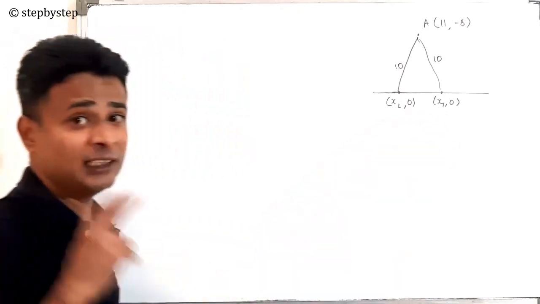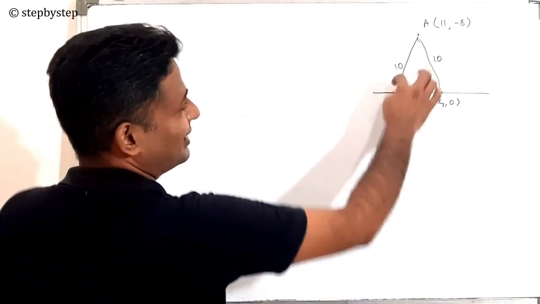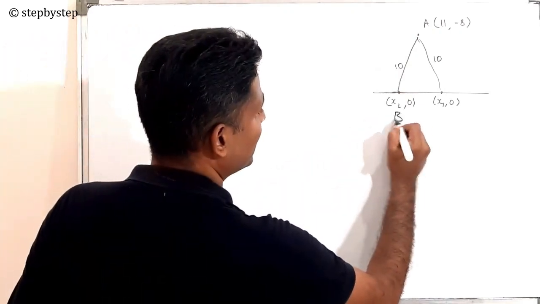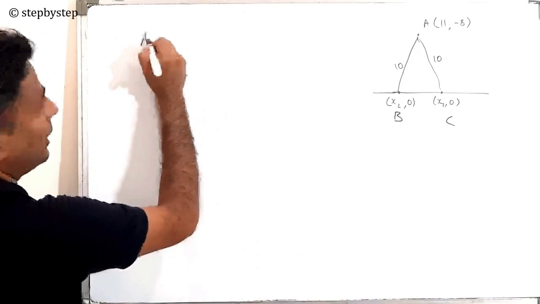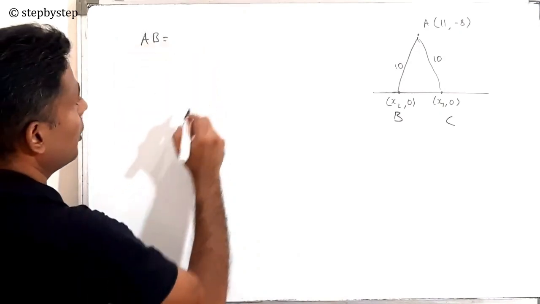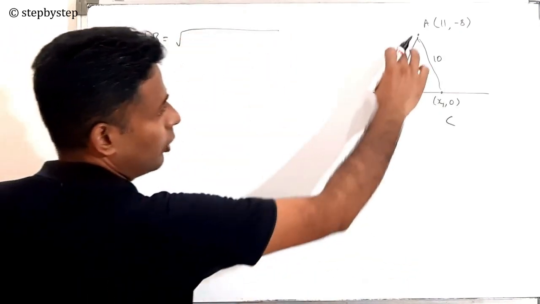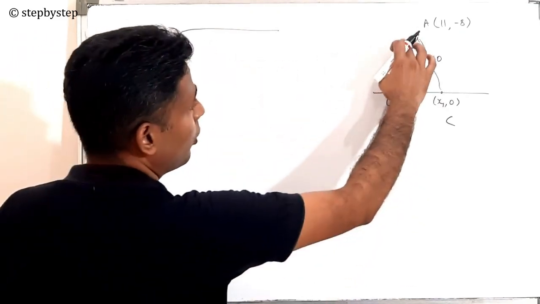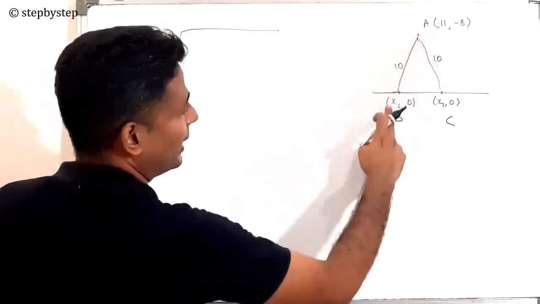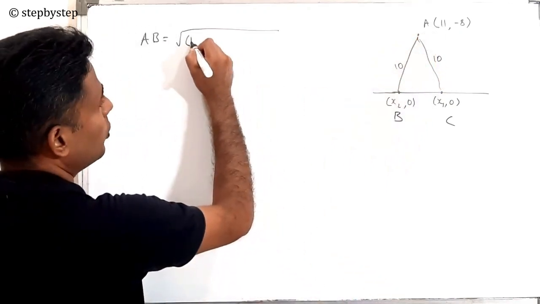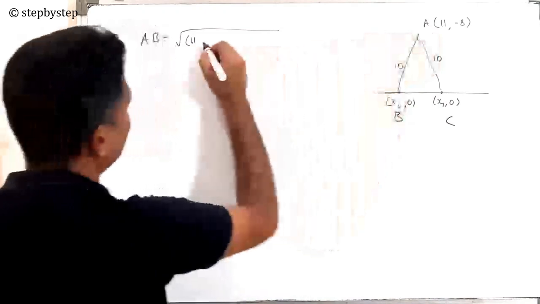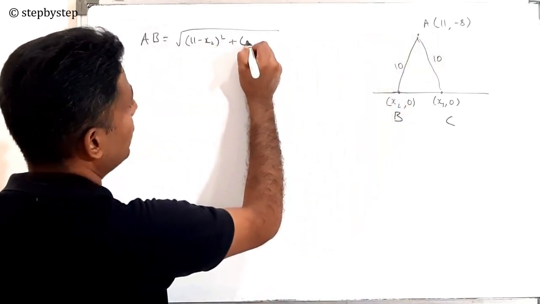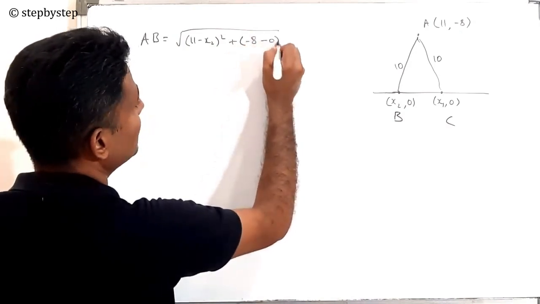Now, how to find them? There are two unknowns, which means we need two equations, which we have because they have given us the distance. So let's say this was point B, this was point C. AB is equal to, we have to use the distance formula, root of x2 minus x1. I'll take x2 and y2 as 11 and minus 8. So 11 minus x2 whole square plus y2, that is minus 8 minus 0, whole square.